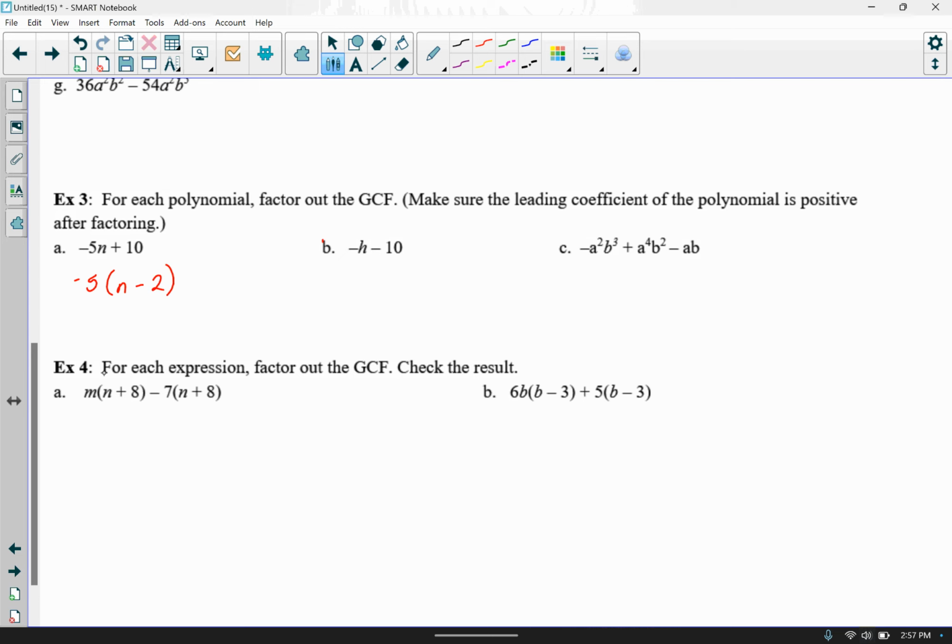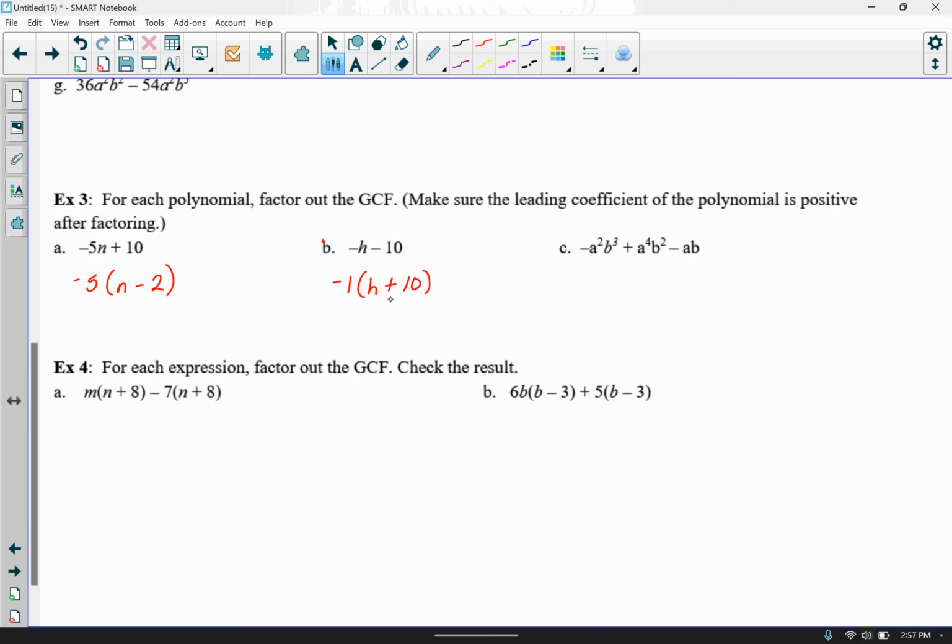Okay, let's do one more so you can kind of demonstrate again. So between -h and -10, what do those two terms have in common? The only thing they have in common is a -1. So I'm going to pull out that -1. So if I'm dividing by a -1 here, that's going to leave me with a positive h. -10 divided by -1, that's going to leave me with a positive 10. Okay. So again, as we move into the next couple of sections, pulling out a negative so that your leading term is positive is going to be helpful for us.